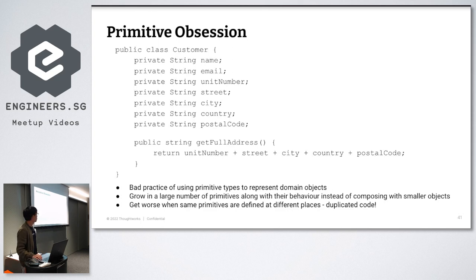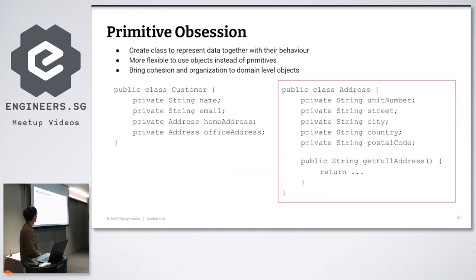So how could we refactor this kind of thing? Very simple. Create a class to represent those related together and also move along with the behavior. It will give us more flexibility to use the object instead of using the primitive type. And it also brings us a more cohesive organization at the domain level. So from the above example, instead of using all those string values, we create the address class, then we can make use of the address class in our customer.